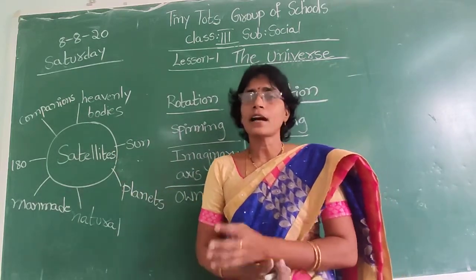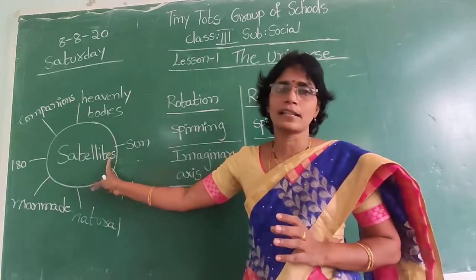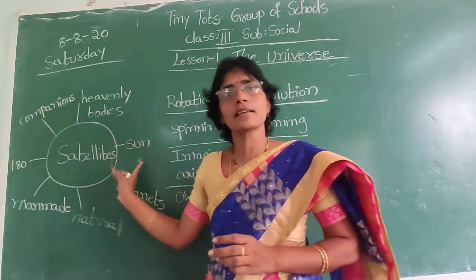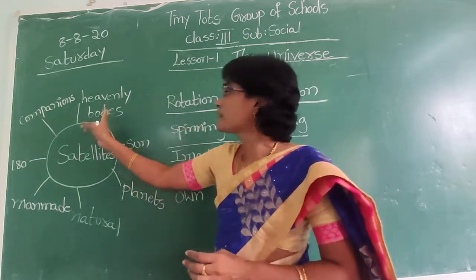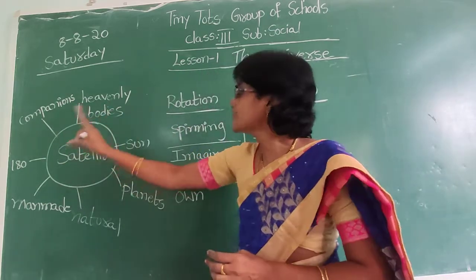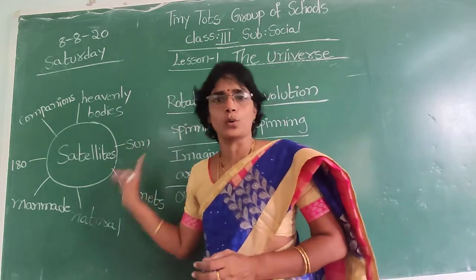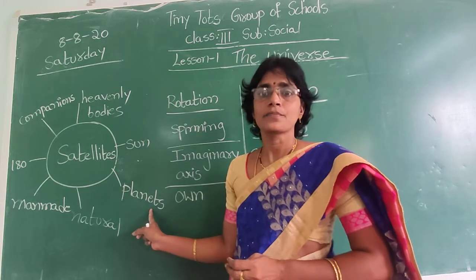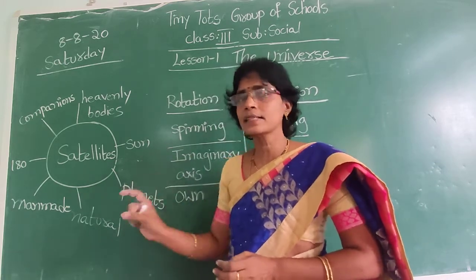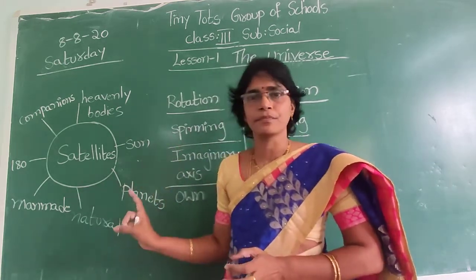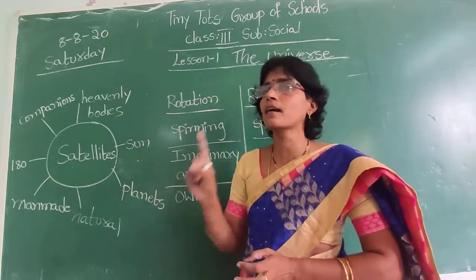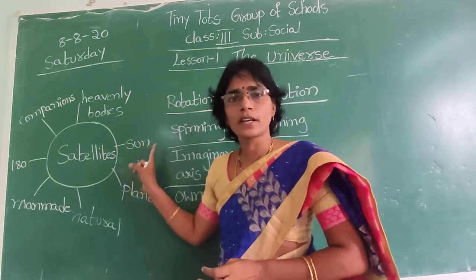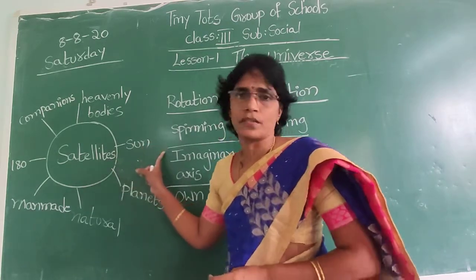So I think you came to know about satellite. Satellite is the smaller companion which revolves around the planets, and these are heavenly bodies. These are all in the solar system only, and they revolve around the planets in their axis. Axis means path or way, how they are moving. That is called axis. And these planets are all revolving around the sun, so these are also revolving.